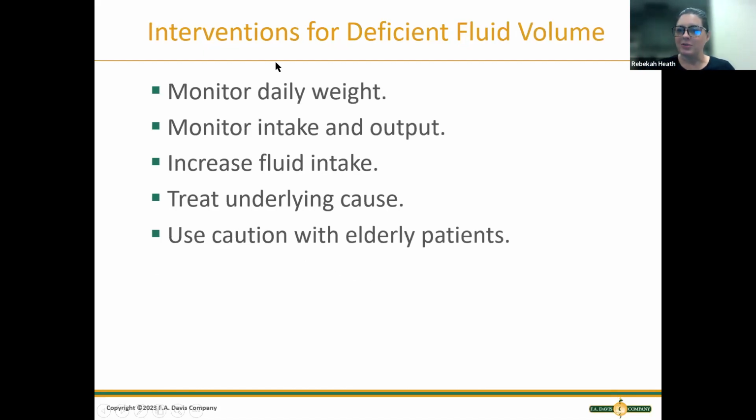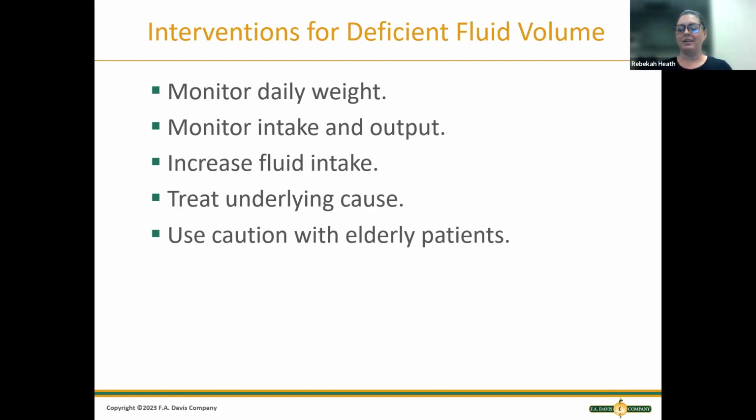Interventions. What are we going to do if somebody has low fluid volume? Well, the first thing we're going to do is just monitor, right? That's part of our assessment. What is their weight every day? We're going to monitor intake and output. We want to increase their oral intake of fluids. And we want to also treat underlying causes.